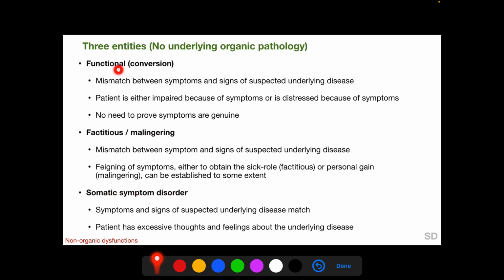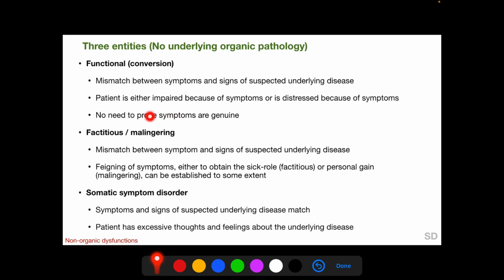In functional and factitious or malingering disorder, there is a mismatch between symptoms and signs of the suspected underlying disease. In somatic symptom disorders, however, the symptoms and signs of the suspected underlying disease match. In functional or conversion disorder, the patient is either impaired because of the symptoms or is distressed from the symptoms, and there is no need to prove that the symptoms that the patient is reporting are genuine.